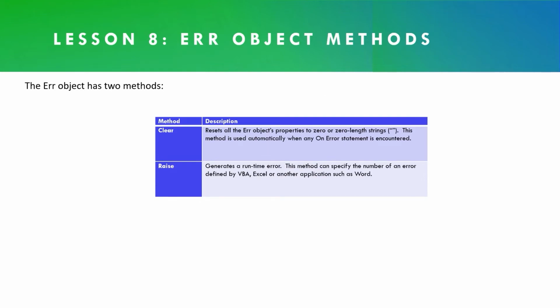There are two methods for the error object, clear and raise. Clear will reset all the error object's properties to 0 or zero-length strings. This method is used automatically when any on error statement is encountered. And then the raise method generates a runtime error that can specify the number of an error defined by VBA, Excel, or another application such as Word. Now, this course is all about Excel VBA, but again, you have Word VBA, Access VBA, and so forth.